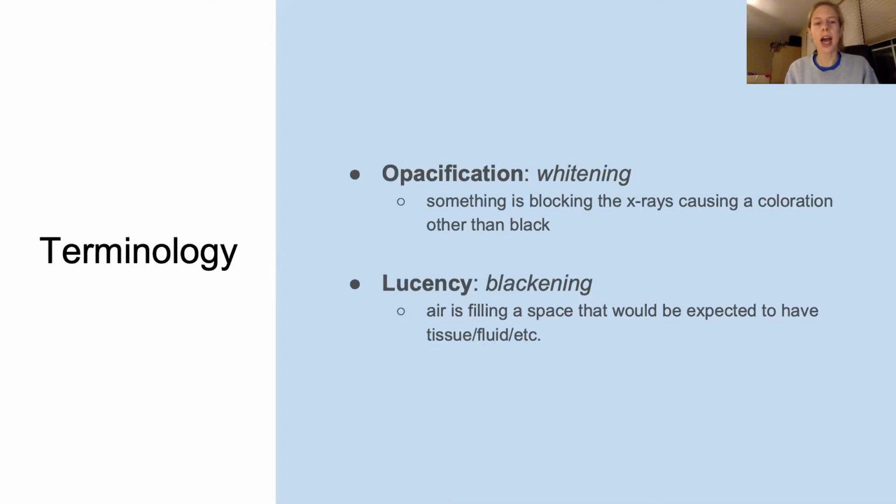A lucency is the opposite. It's something that normally would be filled with something, and now it's more air-filled than normally. So it's more black than normal. Sometimes this could also be something that's fluid-filled, but in general, it's something that is less dense, that is filling that space compared to what's normally there.